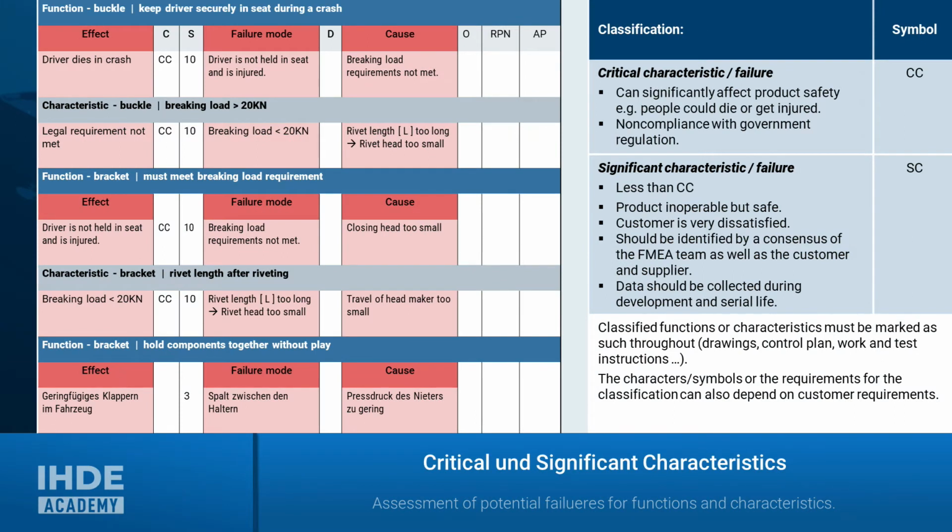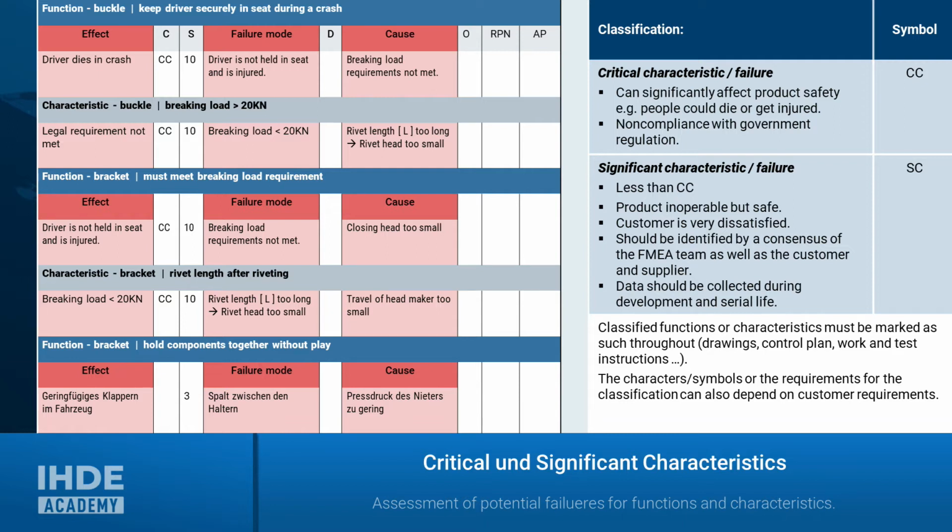As we have just seen, there are characteristics and functions with very special importance. Such special characteristics must be marked as such in all documents in which reference is made to them. To do this, these characteristics or functions are marked with the CC or SC. However, there may be also other customer requirements here. CC stands for critical characteristic.